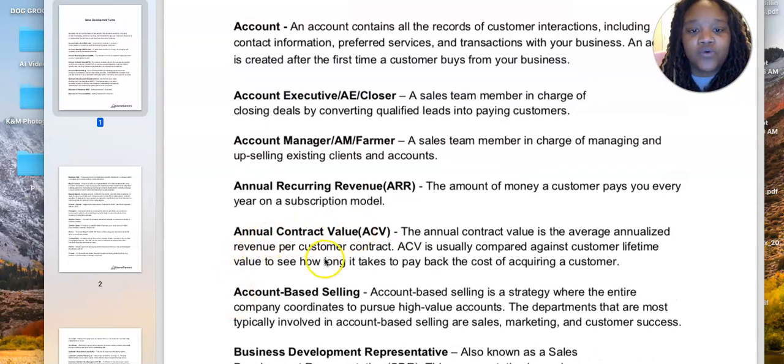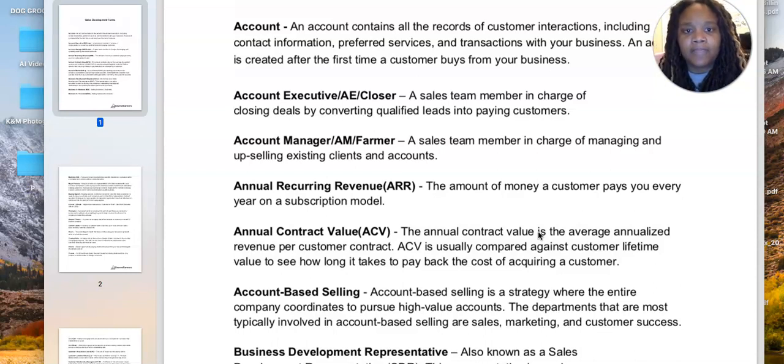Next, we have annual contract value, which is also known as ACV, which is the average annualized revenue per customer contract. An ACV is usually compared against customer lifetime value to see how long it takes to pay back the cost of acquiring the customer.